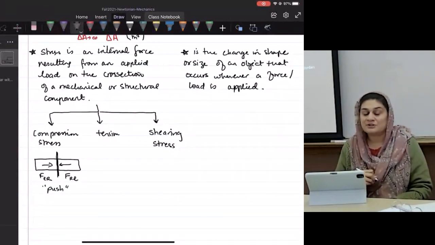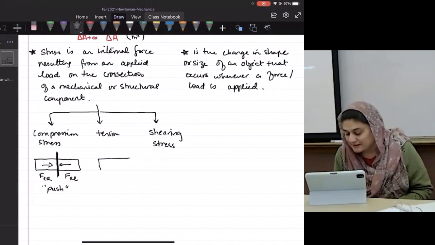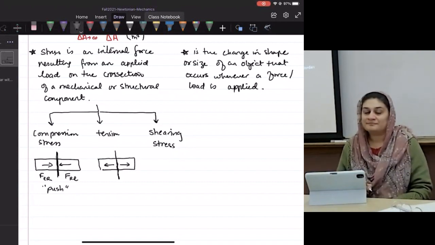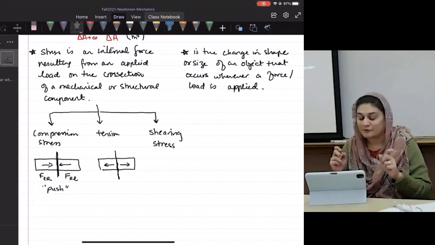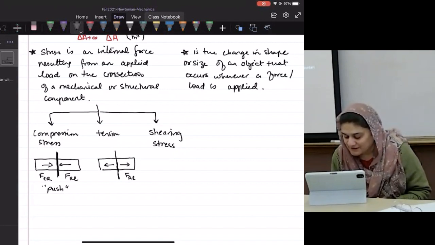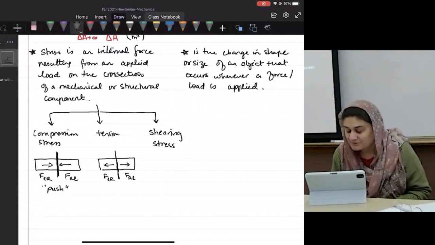What is tension? Tension is always a pull force. So what do you think this should do? Pulling it away? Yep. So this will be a pull force, right? And so this will be force of right onto left and force of left onto right.